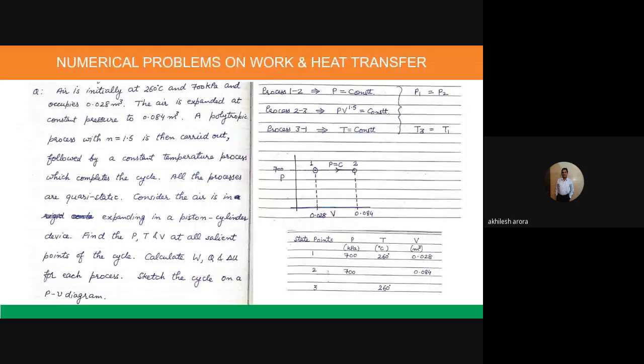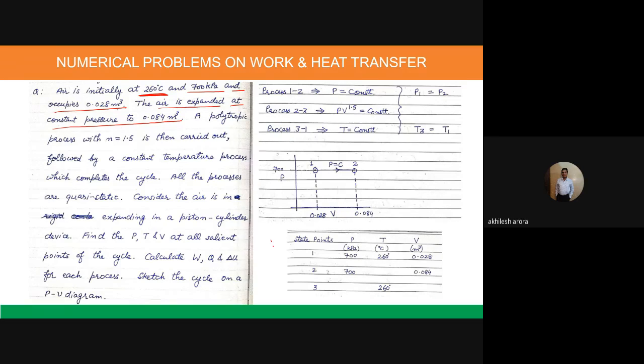Yes, now let us see this numerical problem. Air is initially at 260 degrees Celsius and 700 kilopascal and occupies 0.028 meter cubed. The air is expanded at constant pressure to 0.084 meter cubed. So let me stop here and write some values.